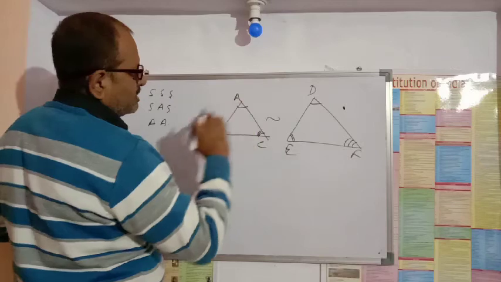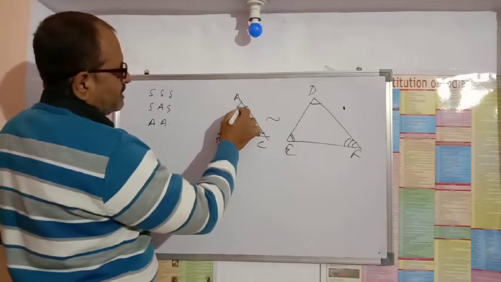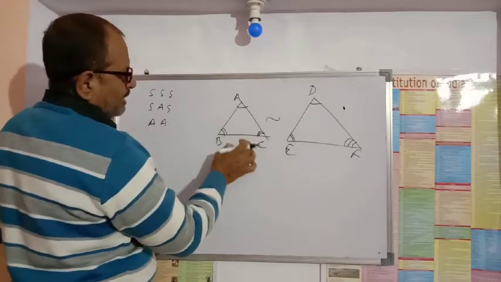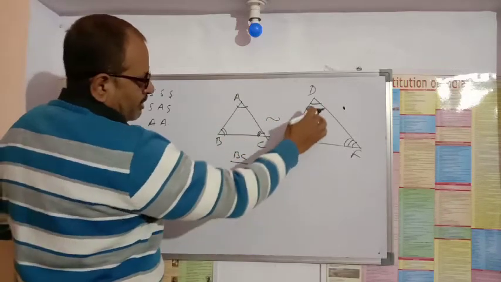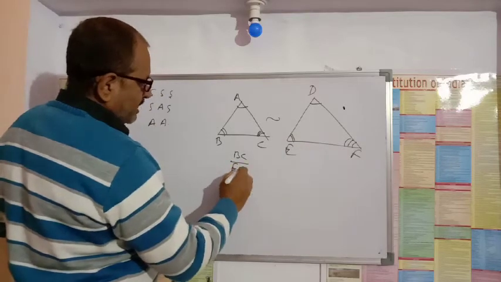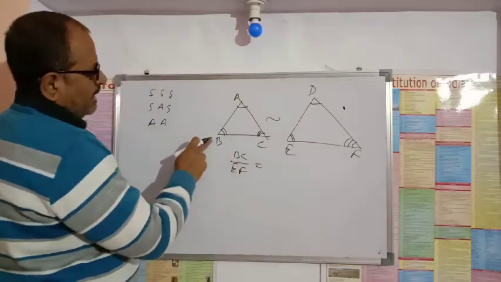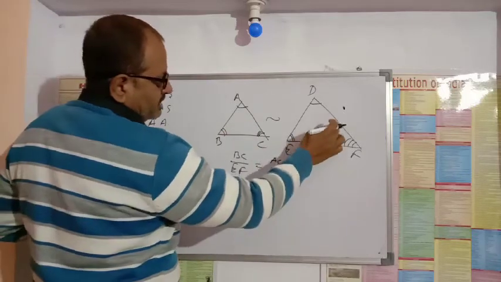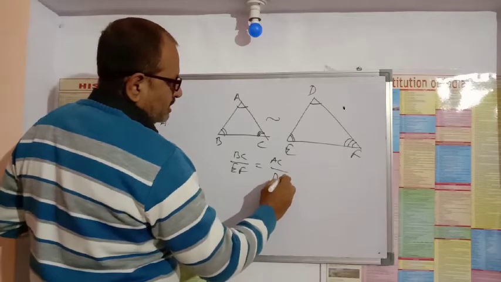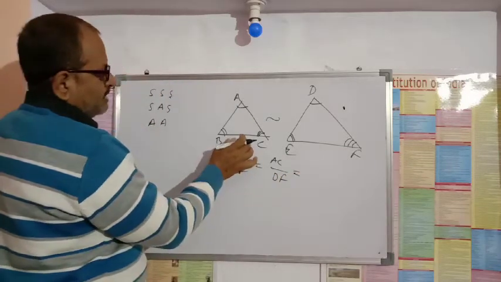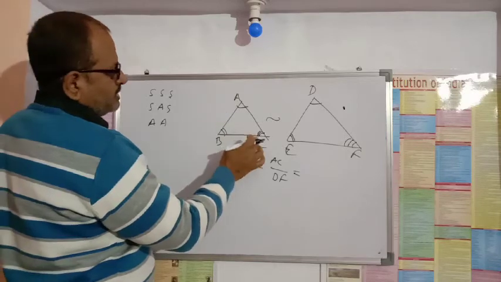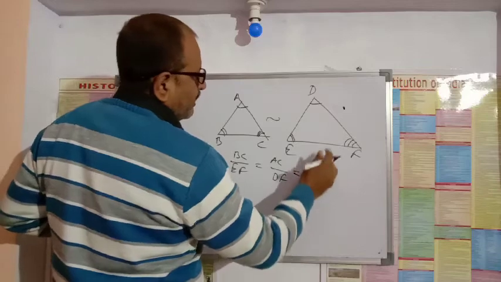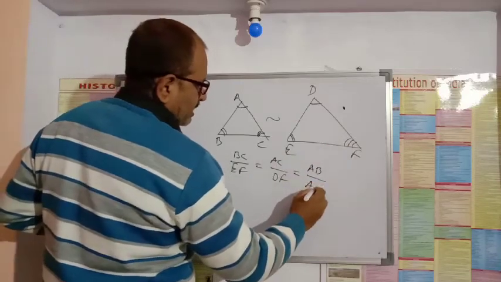So suppose these two triangles are similar, then we can write the corresponding sides. Angle A and angle D are equal. Angle A is opposite side BC, angle D is opposite side EF, so we can write BC upon EF. Angle B opposite side AC is equal to angle E opposite side DF, so AC upon DF. And the third side? C and F are equal, so C is opposite side AB, and angle F is opposite side DE.